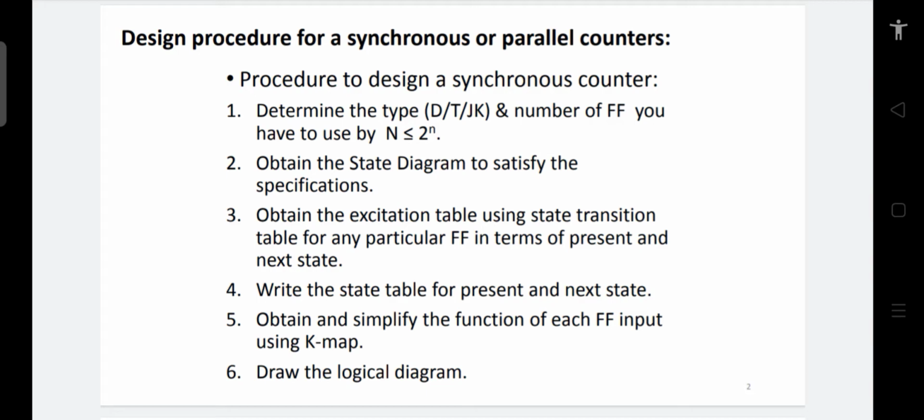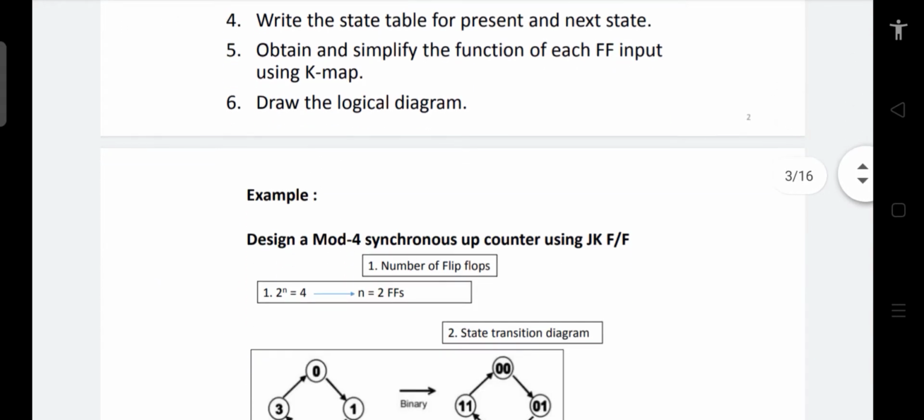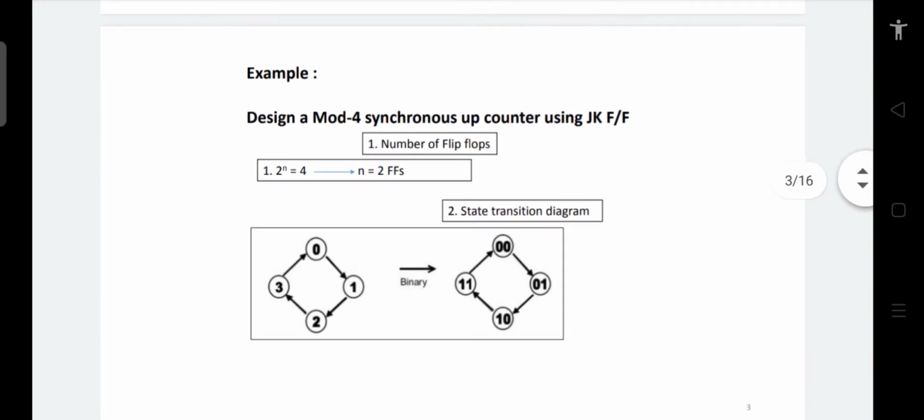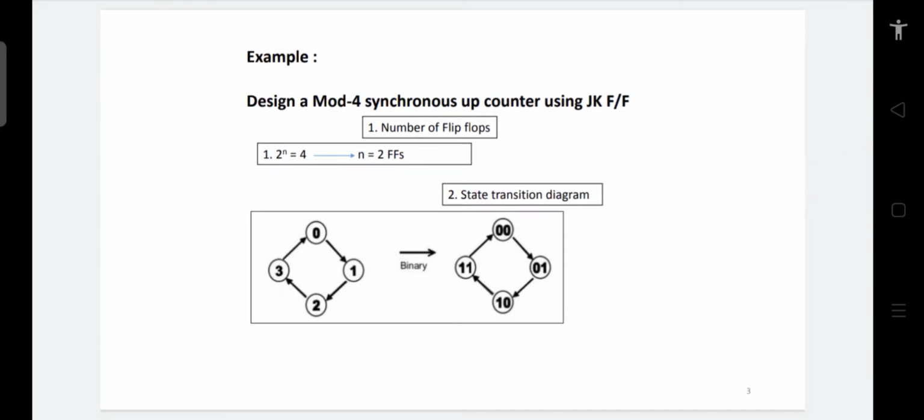We will understand this with the help of certain examples. I might have made some mistake in the previous slide, so if I made any mistake, please correct it, and please clarify that with the help of the example also.